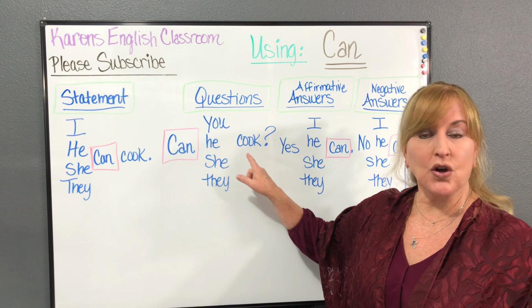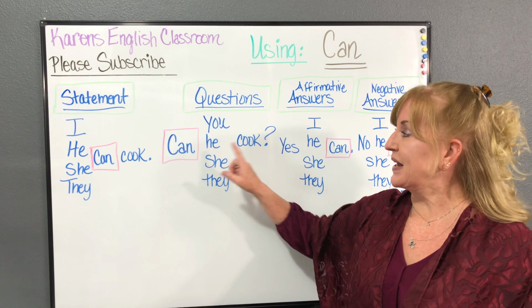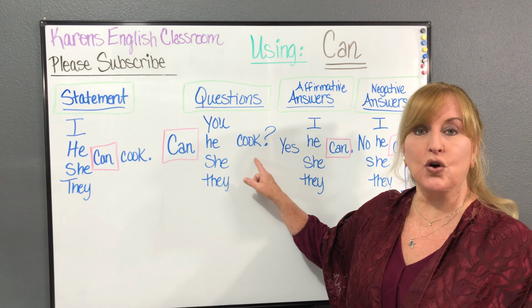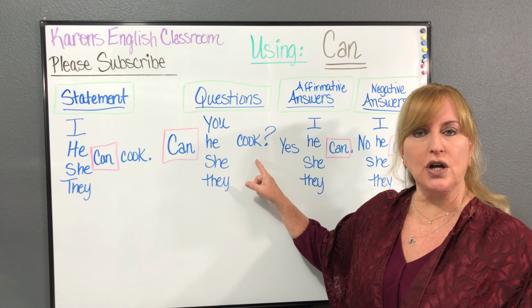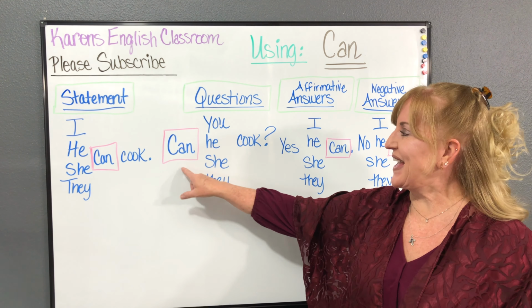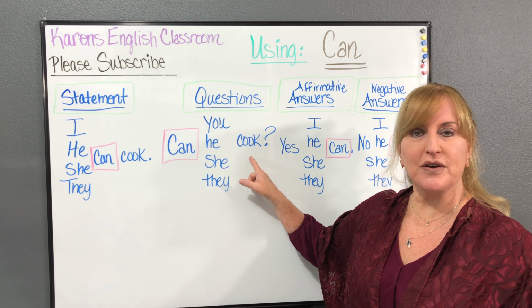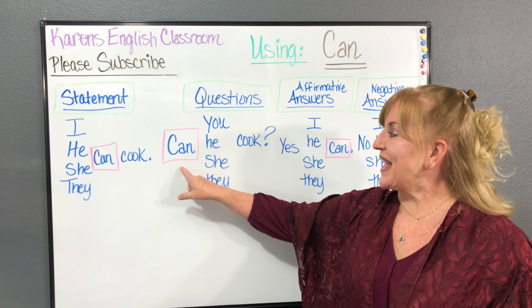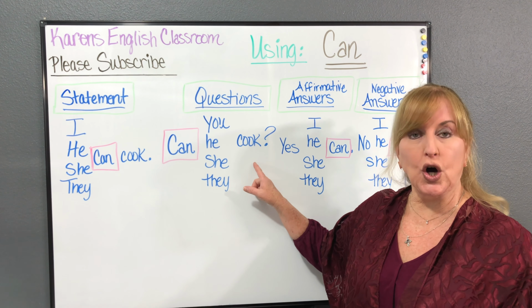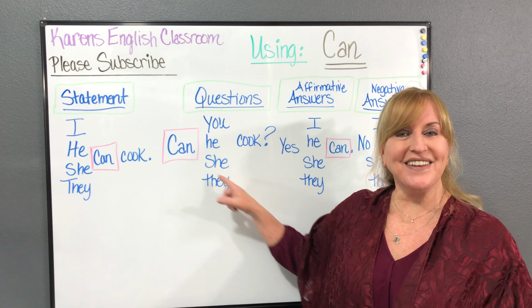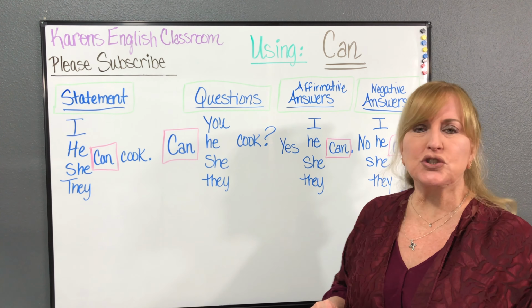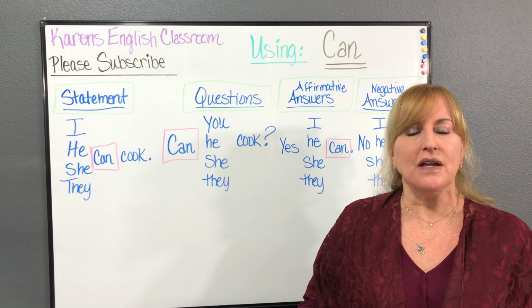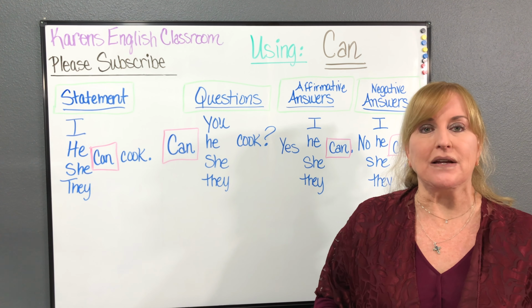Can he cook? Can she cook? Can they cook? Okay. Now, when I'm asking a question and I'm using can, I'm asking for ability.